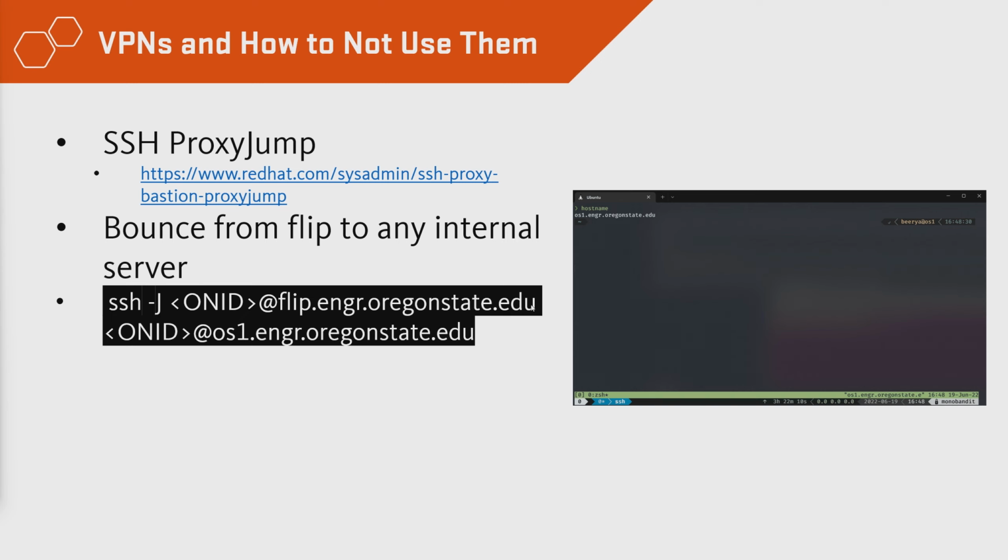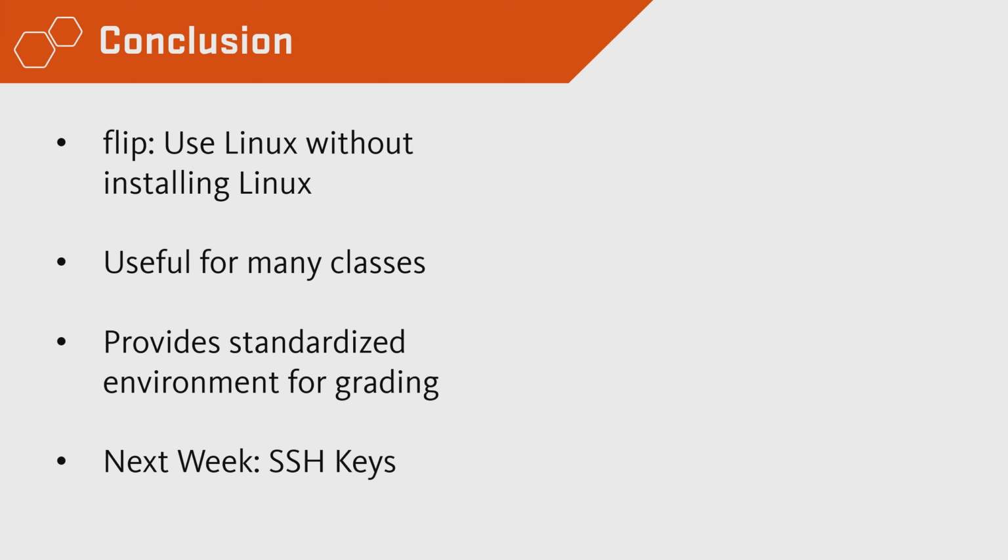But that is pretty much all we have for today. I just wanted to recap real quick. Flip is a great way to use Linux without having to actually install Linux. It's a great way to compile your C code into a Linux binary and have a standardized environment, so that you know that your professor, your TA, and you are all running the same machine, the same environment, same compiler, all those options. You don't have to worry about it. You just know that it works, hopefully.